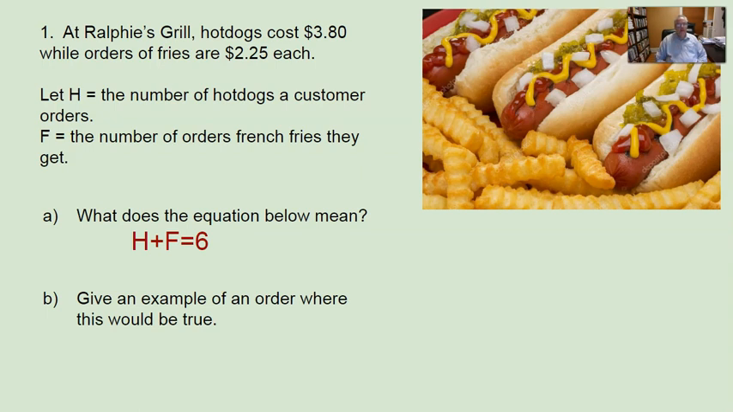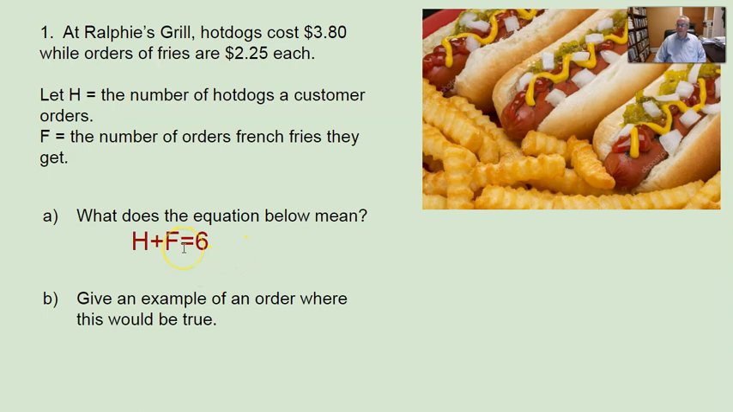So at Ralphie's Grill, hot dogs cost $3.80. Sounds good to me right now. While orders of fries are $2.25 each. Okay, so that's the cost of hot dogs and fries. Here come the variables, right? So let H represent the number of hot dogs a customer orders, and F is going to represent the number of fries they order.